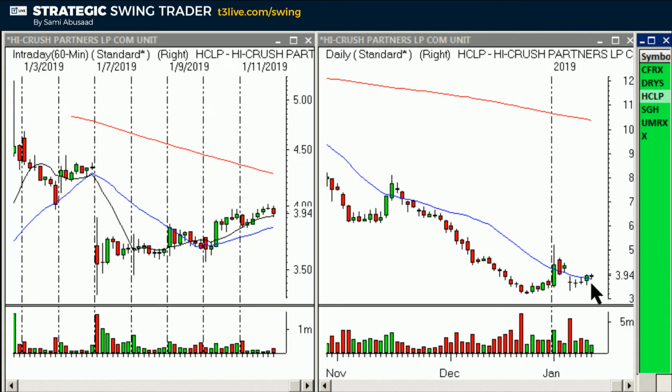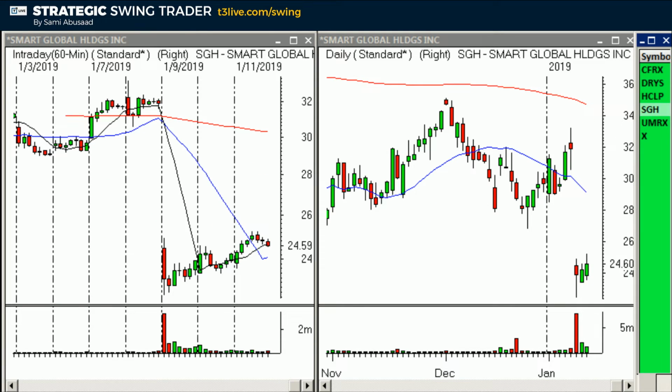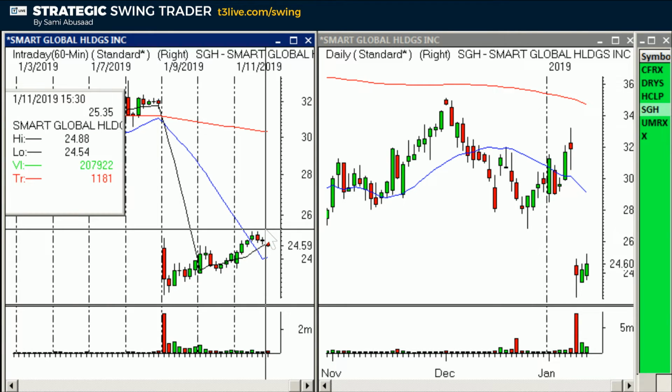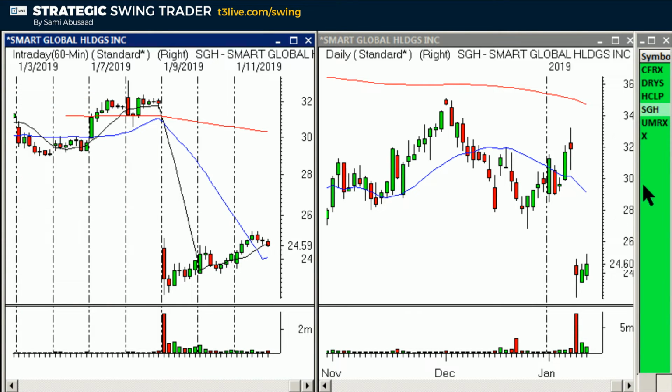HCLP, another little guy, but transitioning on the hourly, and it's also trying to transition on the daily. I wish there was a tighter base on the hourly chart, a flat base. This is more of a slanted base. So I wish it was a little flatter, but that's what we have. SGH gap down, and the gap is getting bullied, or it's getting bought. So over today's high, stop under the pivot as a long.